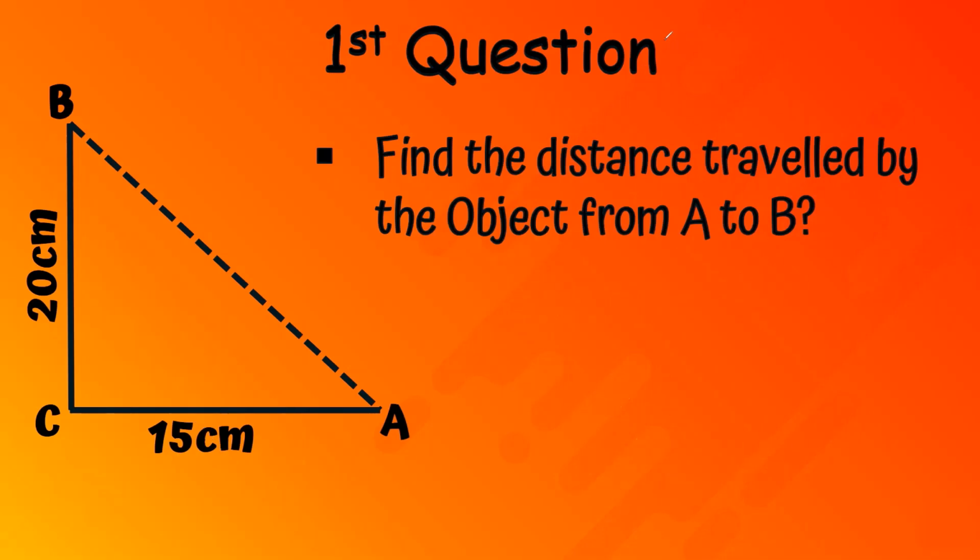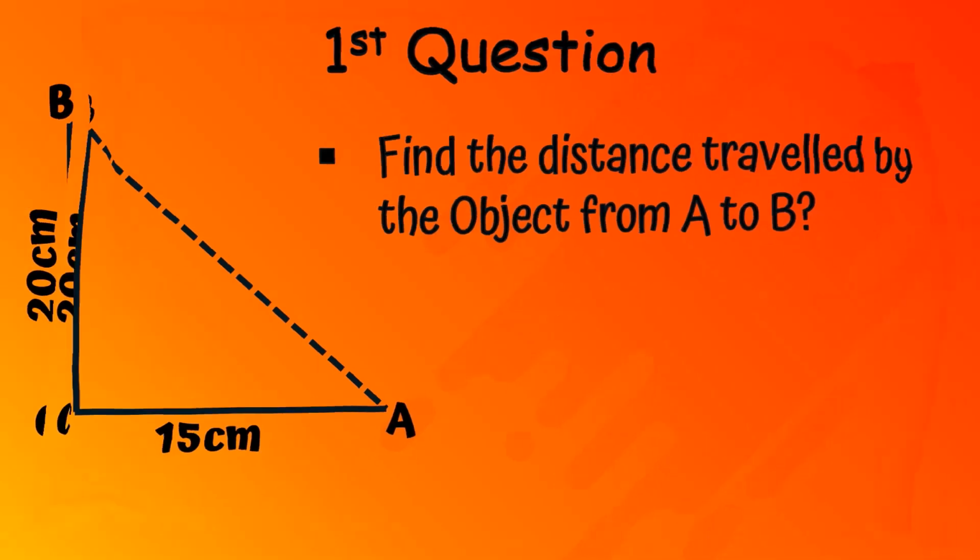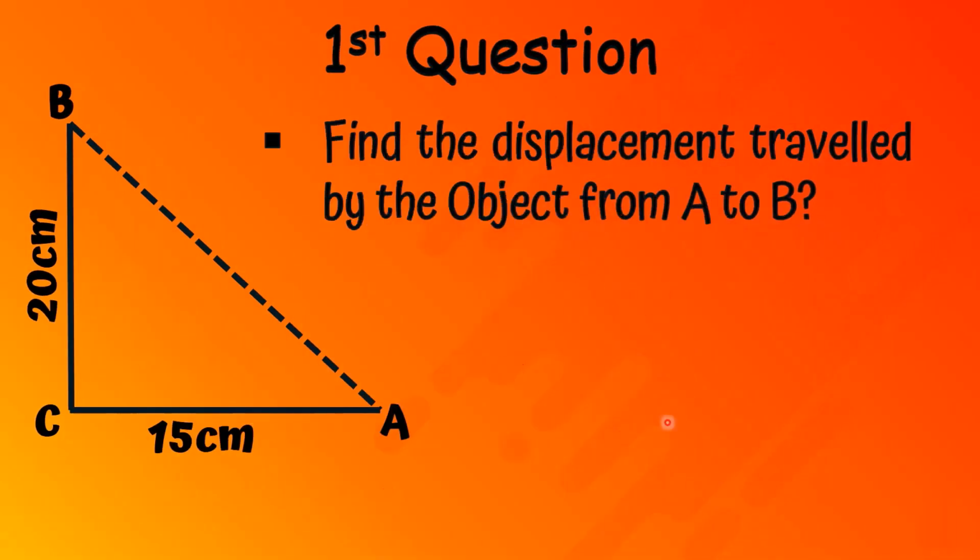Total distance is 35 meters. Find the displacement traveled by the object from A to B. In this question we need to find the displacement, which means the shortest distance from A to B. This is the shortest distance. So how to find the length of line AB?